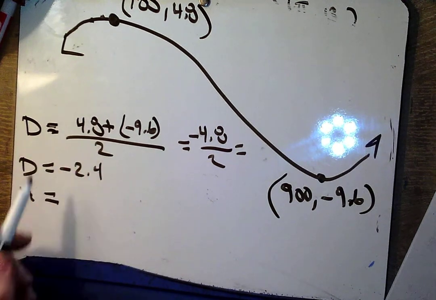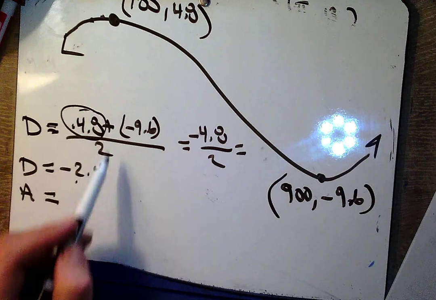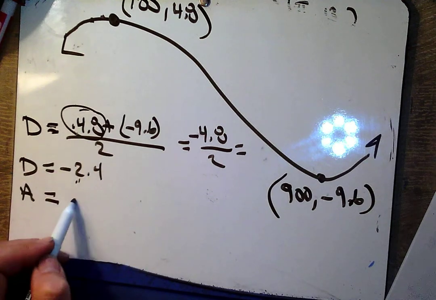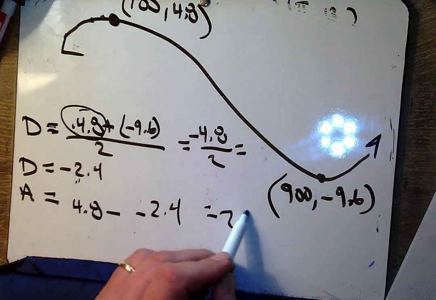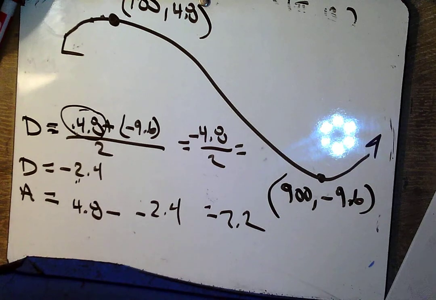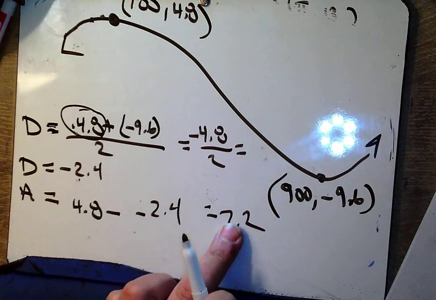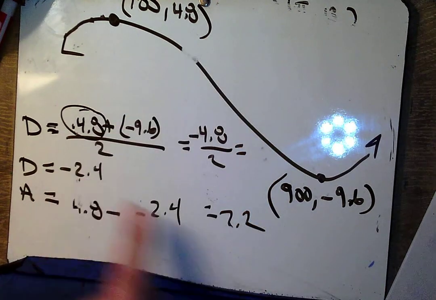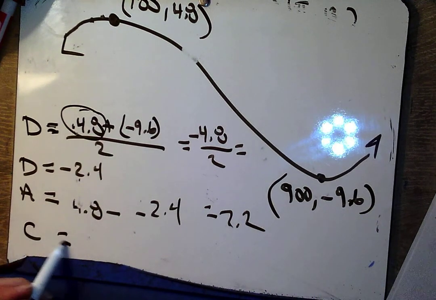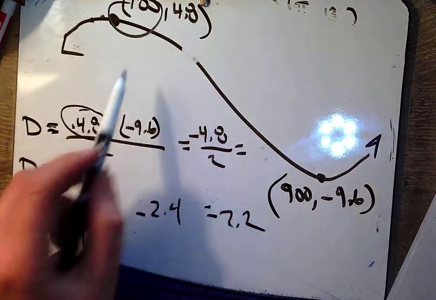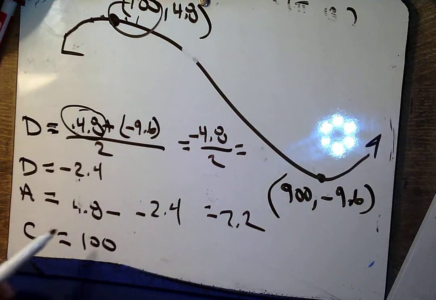Now my A value is the high y minus D. So 4.8 minus a negative 2.4 gives me 7.2. I go from here up 7.2 to there. I go from here down 7.2 to get to here. Okay. C value, I'm going with 100, the starting x. My graph, positive cosine, starts high. So I'm using that C value.